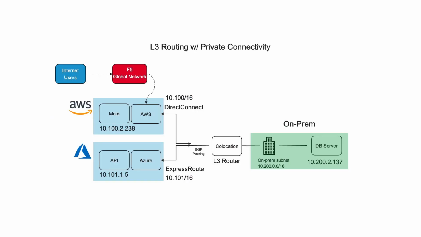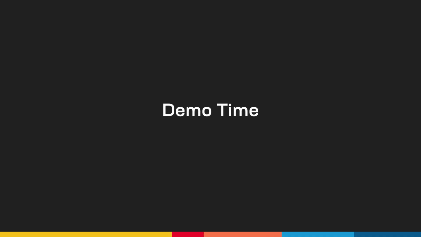For this specific demo, I've configured layer 3 routing with private connectivity, and I'm connecting my on-prem data center with a 10.200 CIDR block going to my AWS site, which is using 10.100, and also in Azure 10.101 CIDR blocks. All of these are interconnected with BGP peering, and Distributed Cloud is managing all of those routes, except for the on-prem location. All right, let's take a look at how this works in the console.